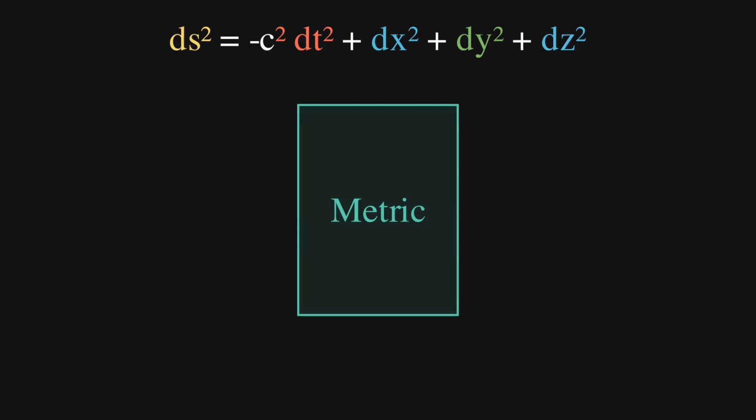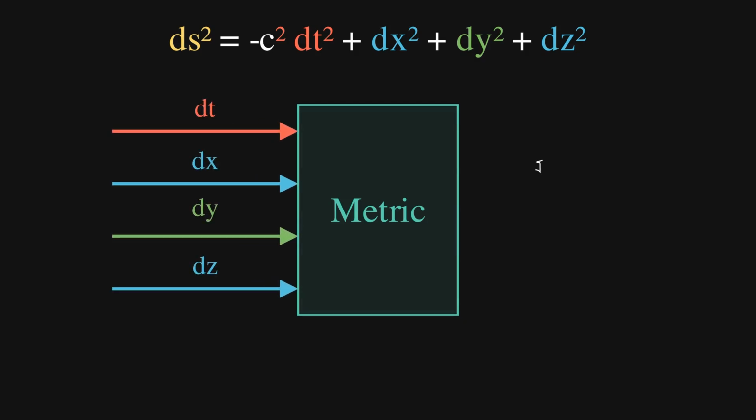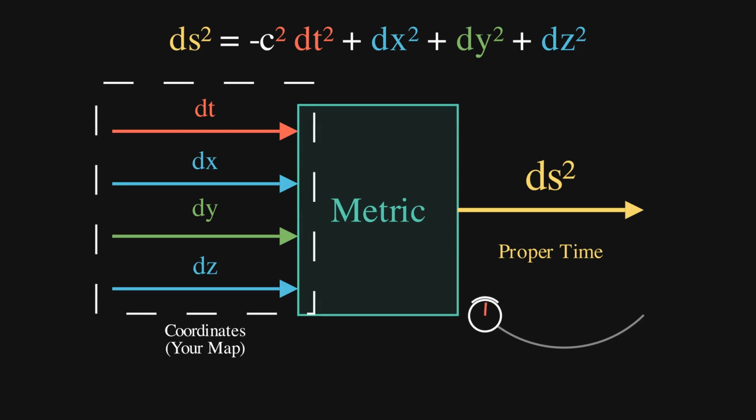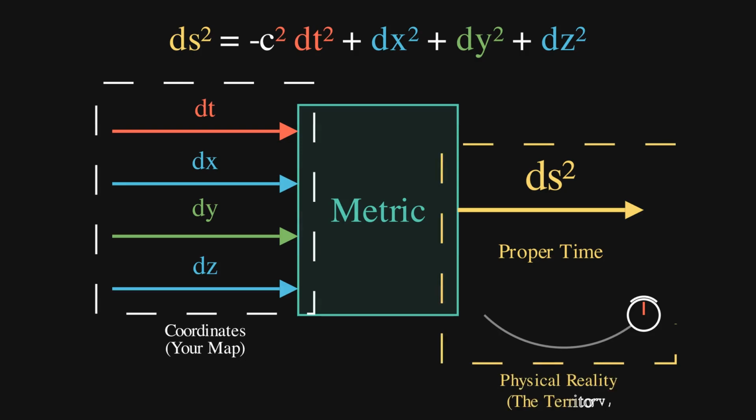Conceptually, you can think of any metric as a distance measuring machine. It takes in the coordinate differences between two incredibly close events, your dx's and dt's, and it spits out ds, the invariant spacetime distance. Why is this distinction so important? Because coordinates are arbitrary. They're just an artificial grid we project onto the world. But ds is real. It is the actual physical proper time a stopwatch would measure if you carried it between those two events. The metric is the ultimate translator between our arbitrary human map and the physical territory.